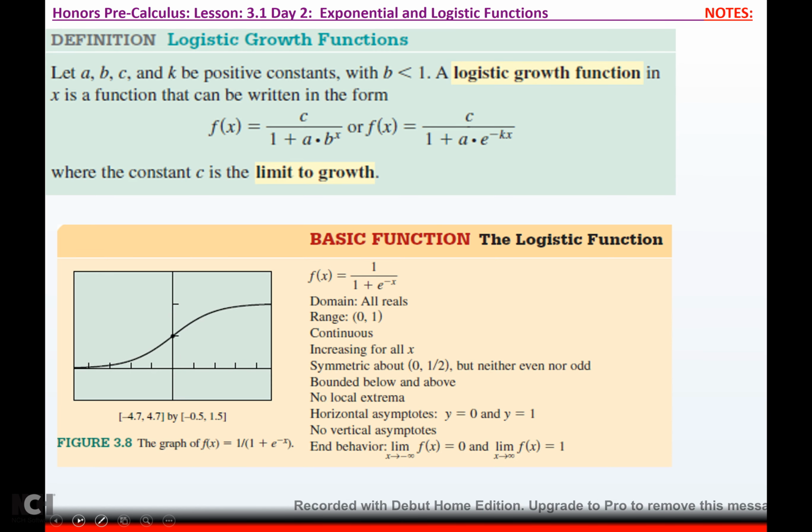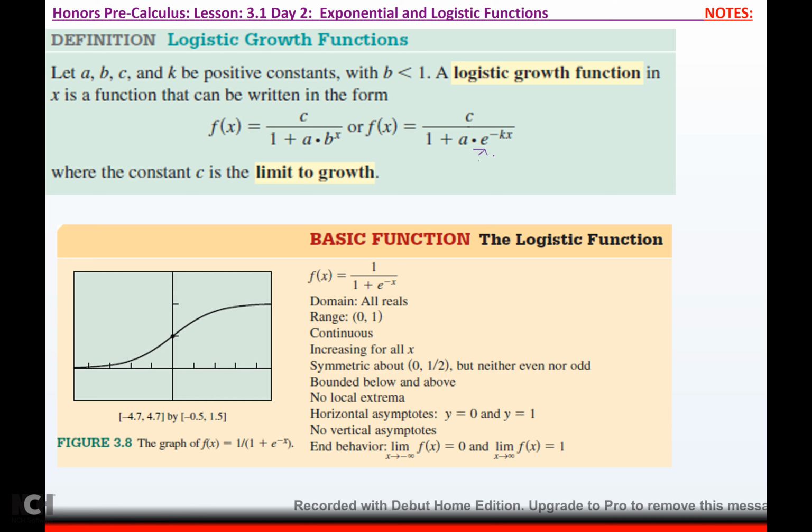All right, logistic growth functions. Logistic growth functions are pretty interesting. It says let a, b, c, and k be positive constants with b less than 1. And what they mean by b less than 1 is, again, a fraction. A logistic growth function in x is a function that can be written in this form: f of x equals c over 1 plus a times b to the x. And they also have this e to the negative kx. And remember, that's just a constant, 2.7 something.